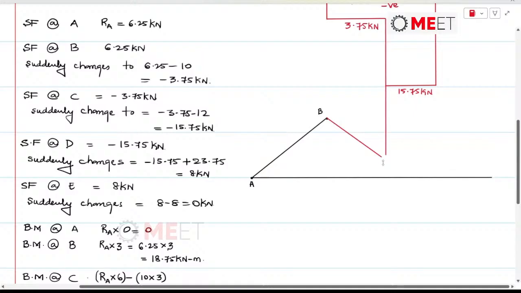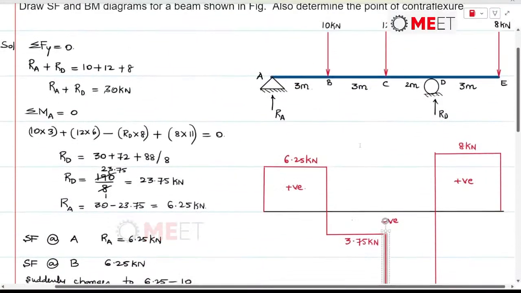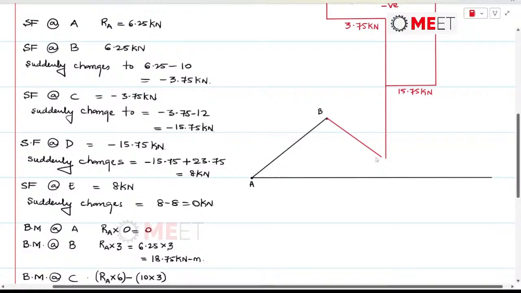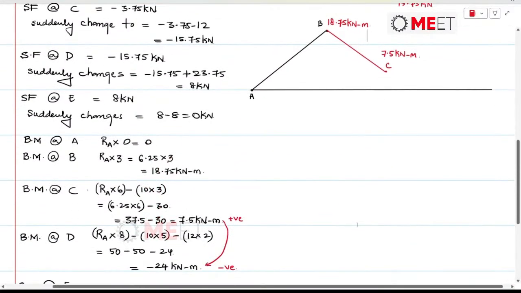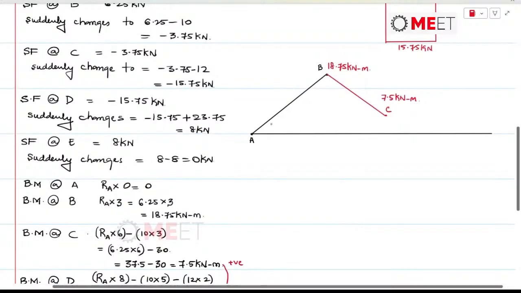So this is C point. So let me just join here. So this is bending moment at C, and let me take this back. This is bending moment at point C, which is 7.5 kilonewton meter. At B it was 18.75 kilonewton meter. Same way, bending moment at D is minus 24.